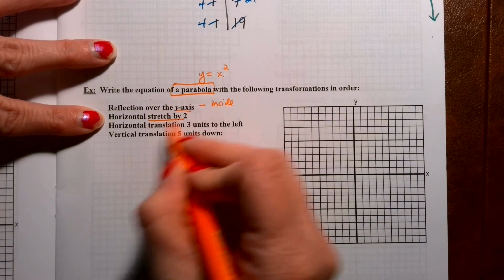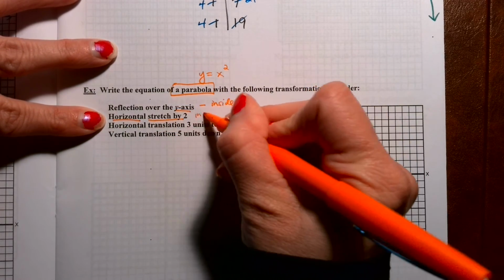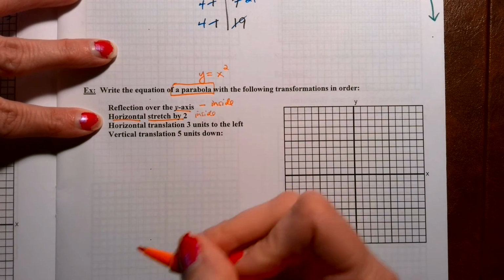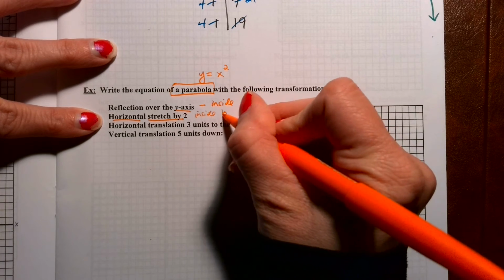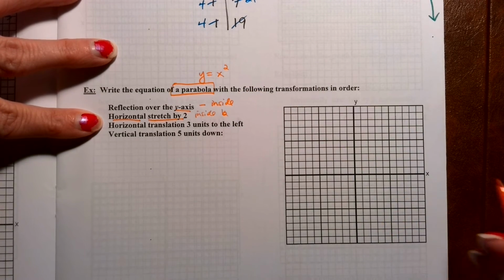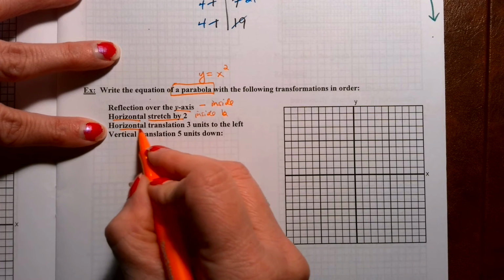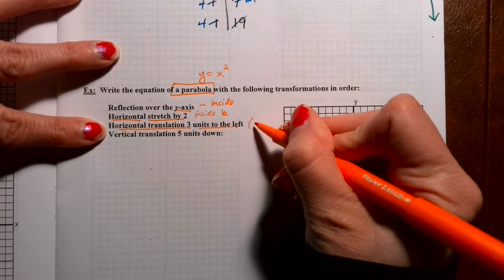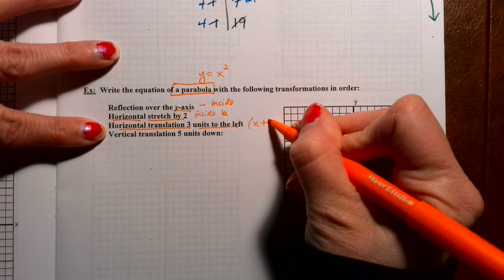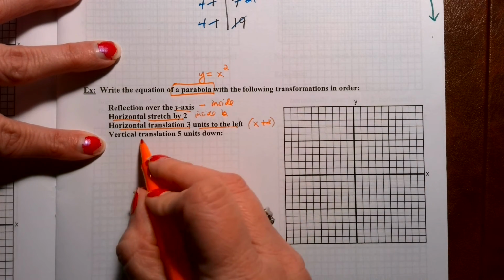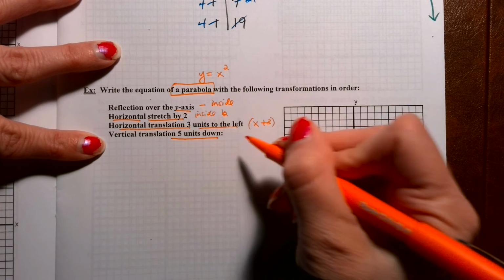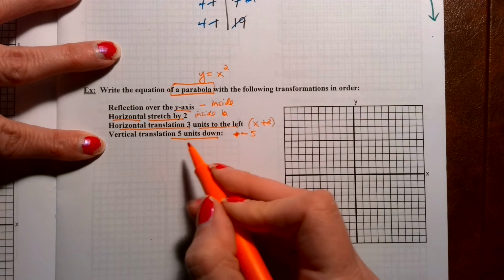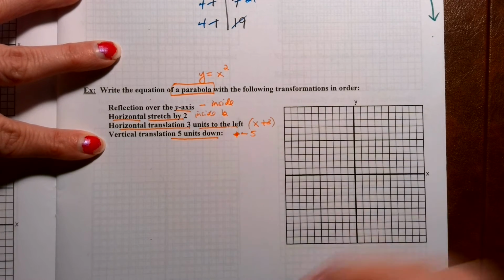Horizontally stretched by 2. Horizontal has to go inside. And when it says stretched by 2, I'm going to have to put the number 1/2 because horizontal is weird. Horizontal translation, 3 units to the left, that's going to be x plus 3. Vertical translation, 5 units down, that's going to be minus 5. If he says down, you put a minus. He just does what he says.